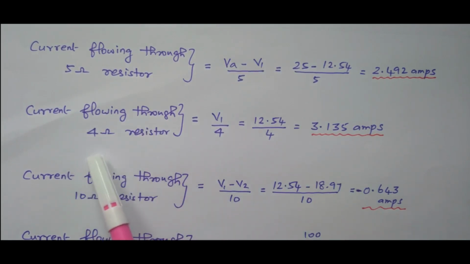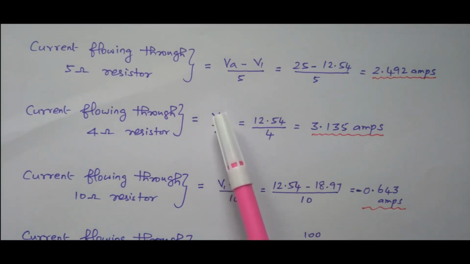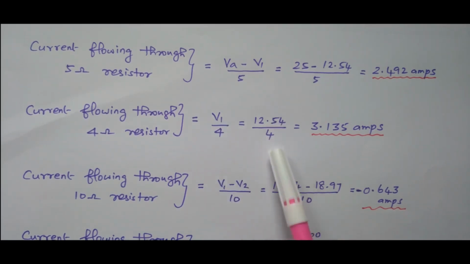The current flowing through the 4 ohm resistor is V1 by 4, because it is connected at node 1. 12.54 divided by 4 is 3.135 amperes. The current flowing through the 10 ohm resistor is V1 minus V2 divided by 10, because it is connected between node 1 and node 2. So 12.54 minus 18.97 divided by 10 is minus 0.643 amperes. We got a negative value.